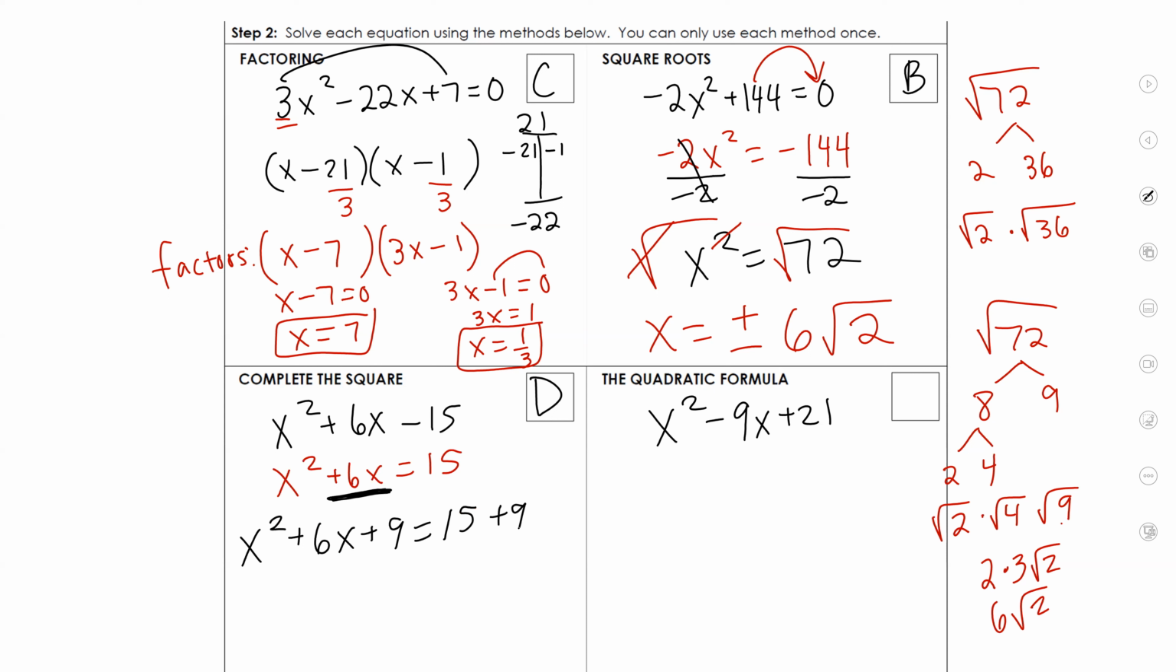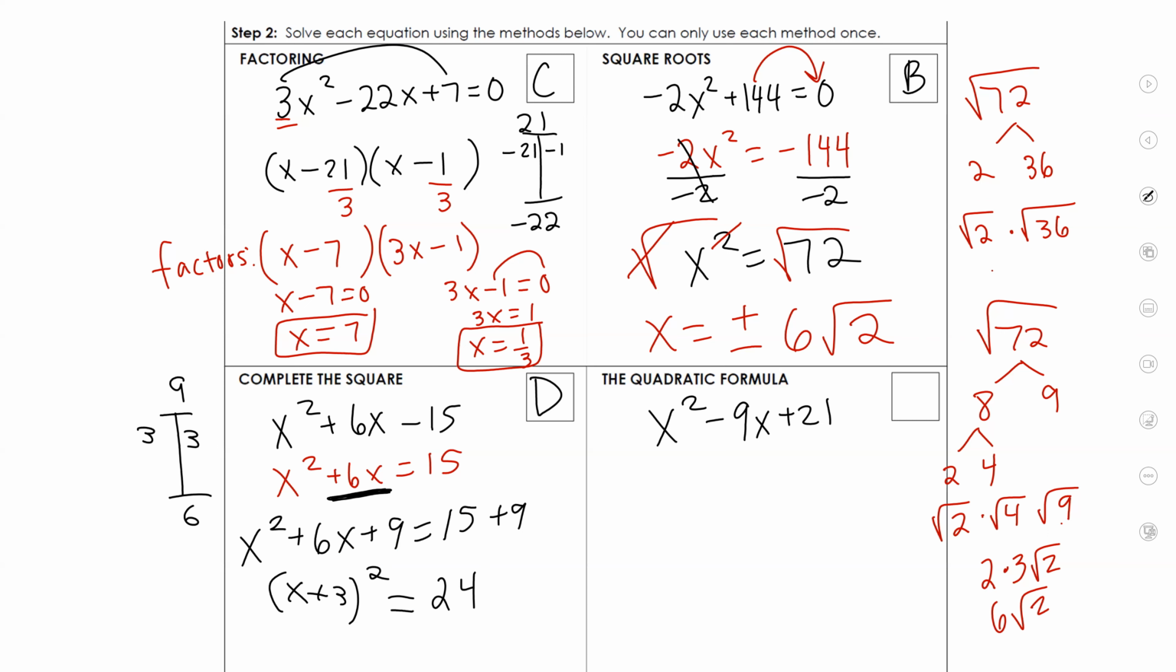All right, so now we're going to go ahead and factor the left side. I need two numbers that will multiply to give me 9, but add to 6. 3 and 3, that's why it's a perfect square. We can write the factors as x plus 3 squared on this side. So that's a perfect square. And then 15 plus 9 is 24.